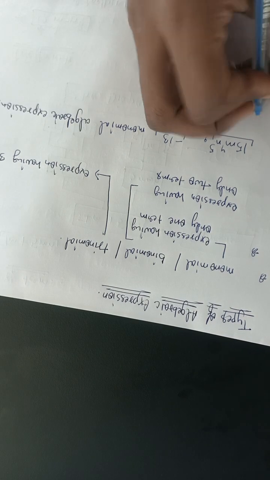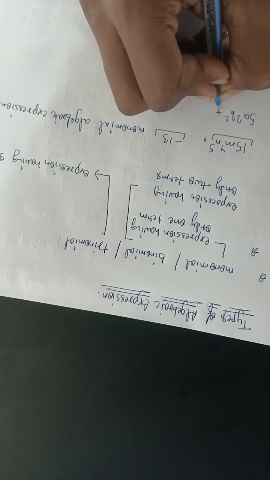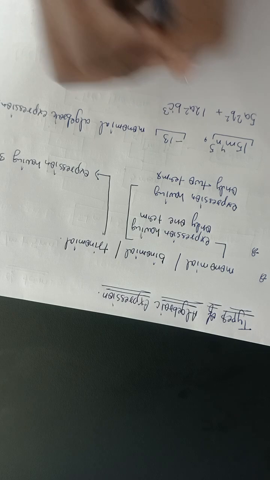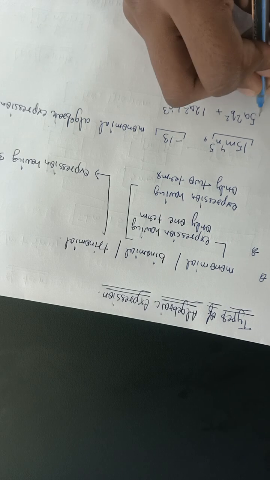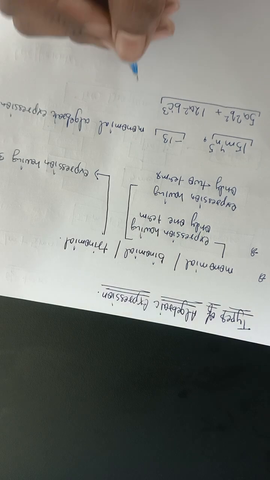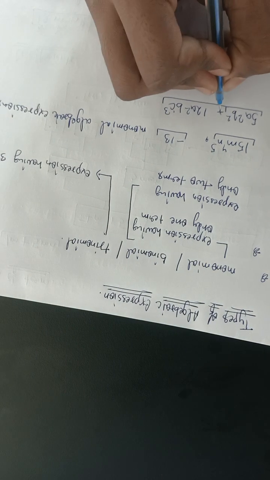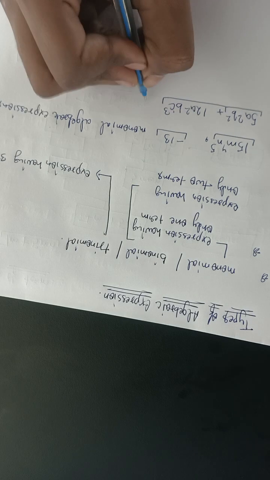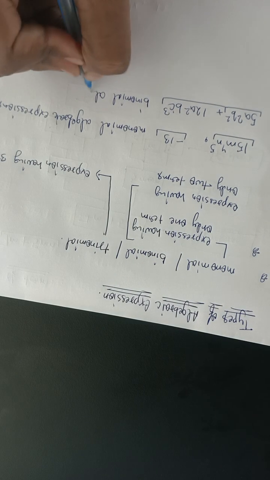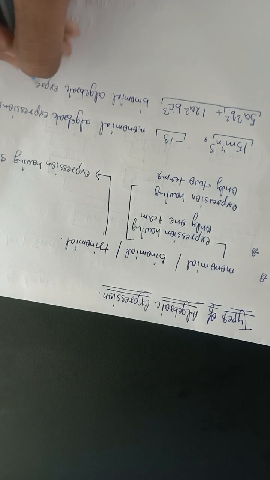And if we take the example 5a square b square plus 12a square bc cube, here we can see there are two terms. One term is this, another is this, and both are joined with addition. So this is a binomial algebraic expression.